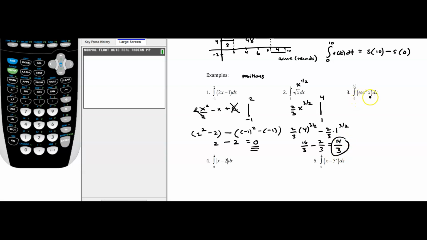What function has secant squared of x as its derivative? Well, the function that has secant squared x as its derivative is tangent of x. So we're going to do tangent of x, and then I draw this vertical line to indicate I've already done my antiderivative, but now I need to plug in that upper limit, and then I'll subtract what I get when I plug in the lower. So tan of pi over 4 minus the tan of 0. The tan of pi over 4 is 1, and the tangent of 0 is 0, so my answer here is just 1.